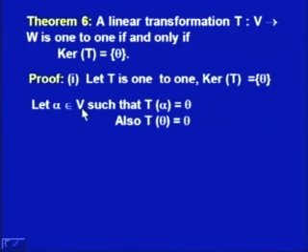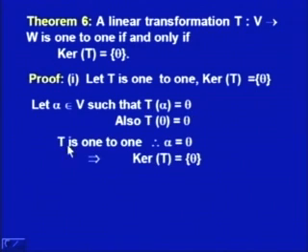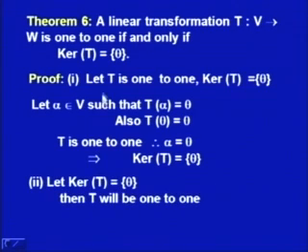So, let alpha belong to V such that T alpha is theta. Also, T theta is theta, because theta will map to theta itself. This we have proved earlier. So, we have one more element which this transformation T will take to theta. Now, this is a 1-1 mapping. So, alpha has to be theta, no two different elements will go to the same element theta in W. So, kernel T has to be theta. So, by contradiction we have proved that kernel T is equal to theta. So, this part is proved.